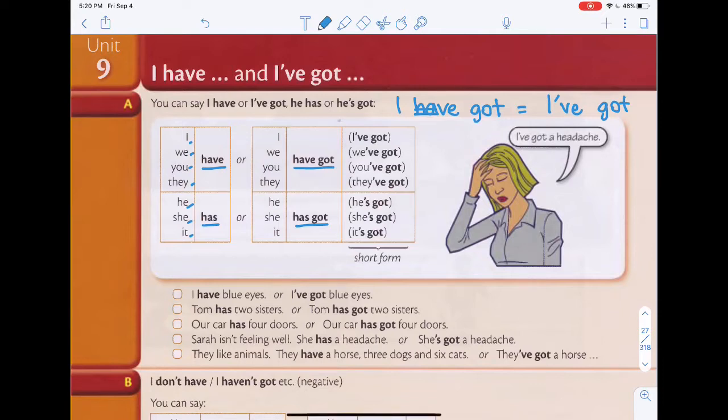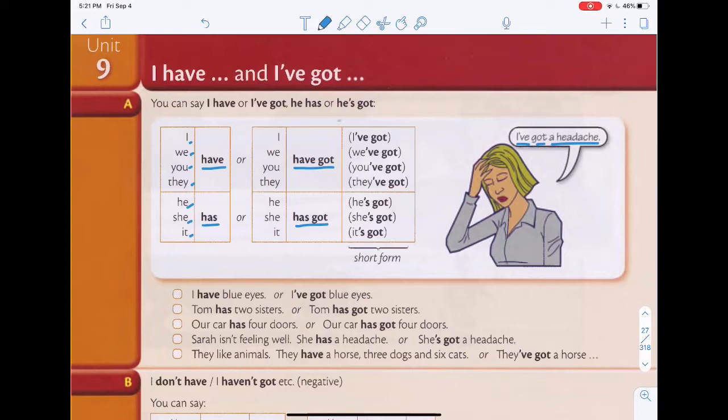Okay? And then for he, she, and it will be he has got. You will take away the HA, so it will become he's got. Alright? So he apostrophe S got. So this is how you use I've got or he's got. Alright, so let's take a look at this example. She says, I've got a headache.